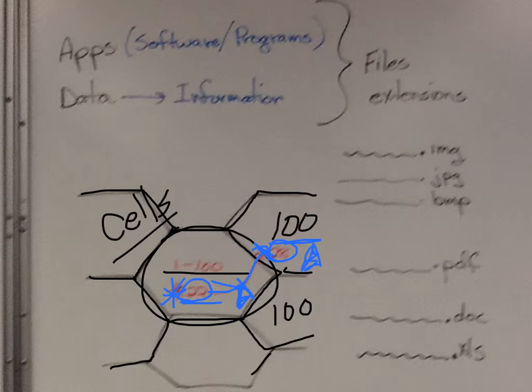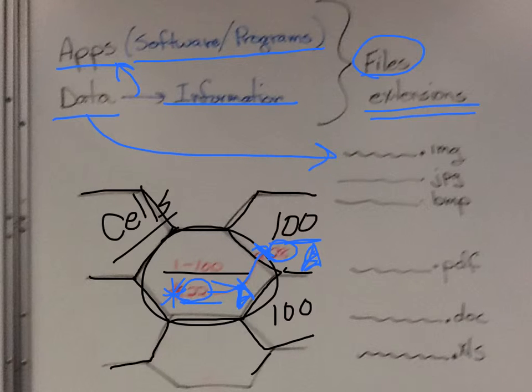Let's go back here. We have apps, software and programs. Okay, so we mentioned earlier they're files, and then we have data. Okay, the actual data, and then we use the data. The app manipulates the data and gives us information. What kind of data do we have? We use the term extensions to represent these dot whatever behind it.